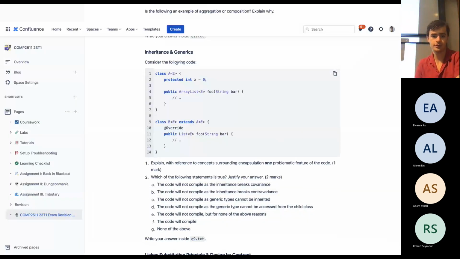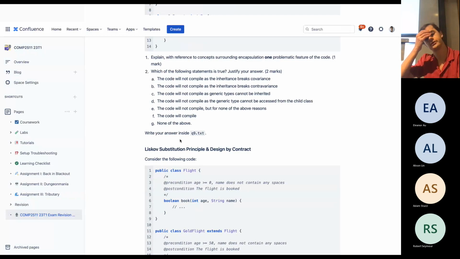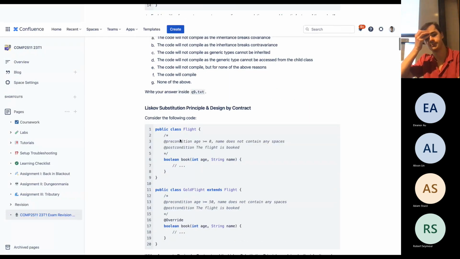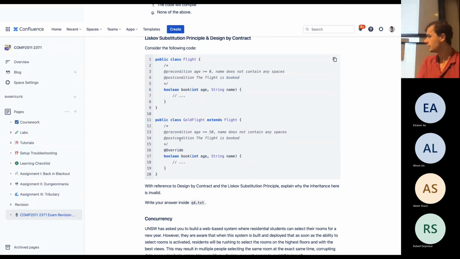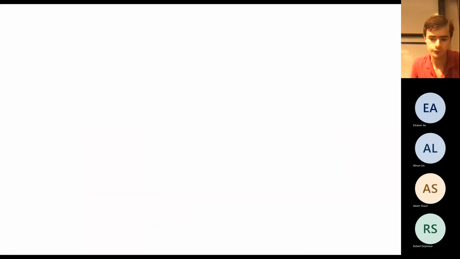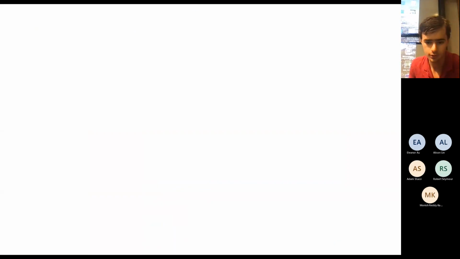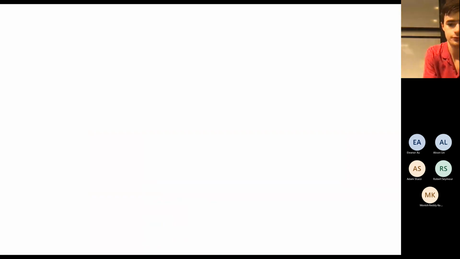Here we are. So we've done inheritance and generics. Oh, well, look at this. Liskov substitution principle. So we're straight into it. I want to do this on the whiteboard. I'm just going to see how good my camera is. Yeah, it's fine. I can do this on the whiteboard. HDMI laptop. Projector 2 is off. Okay, there we go.